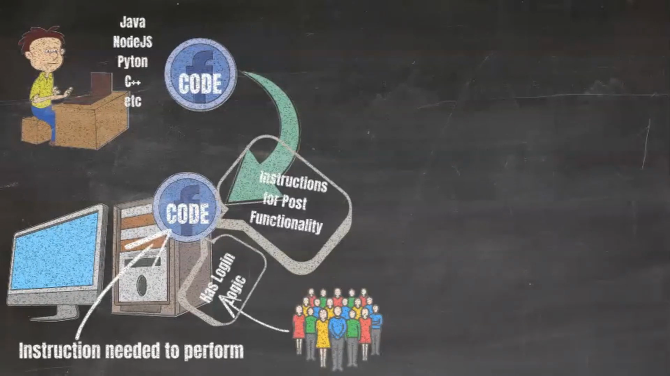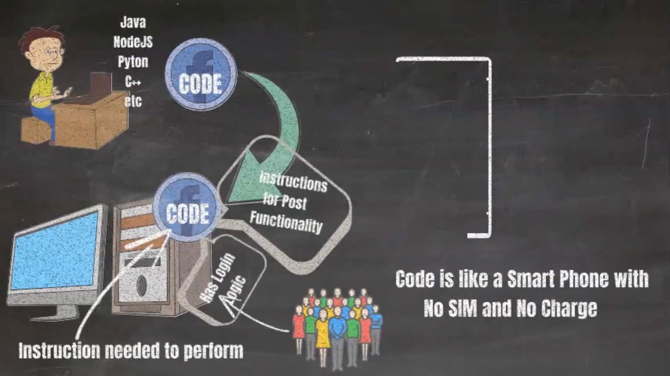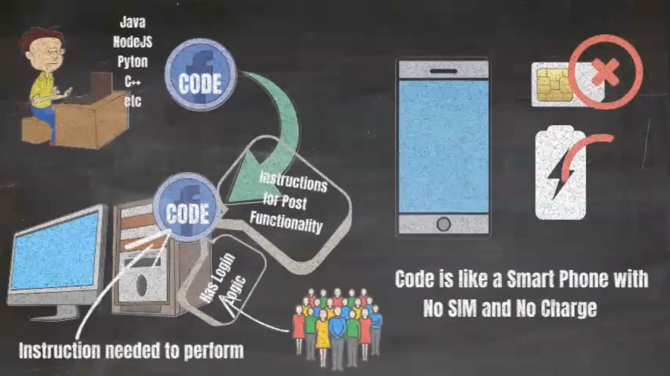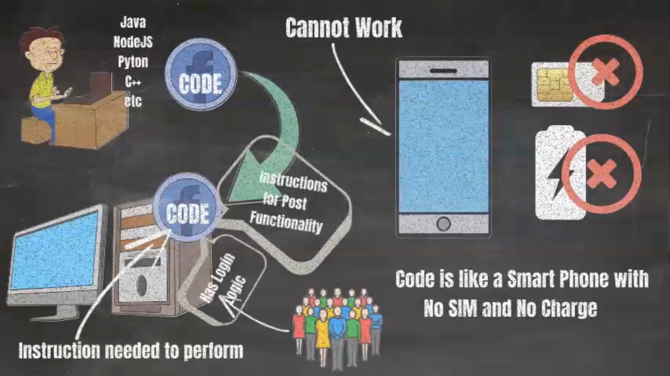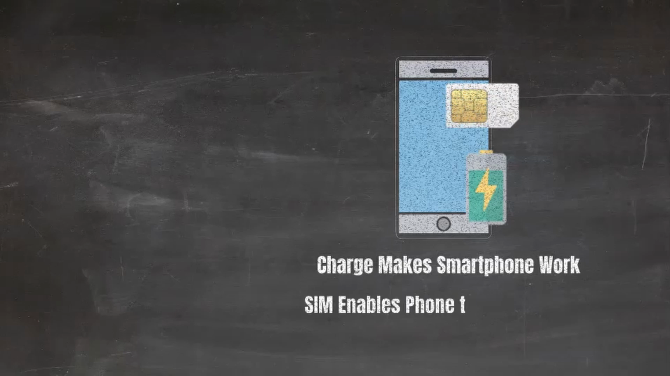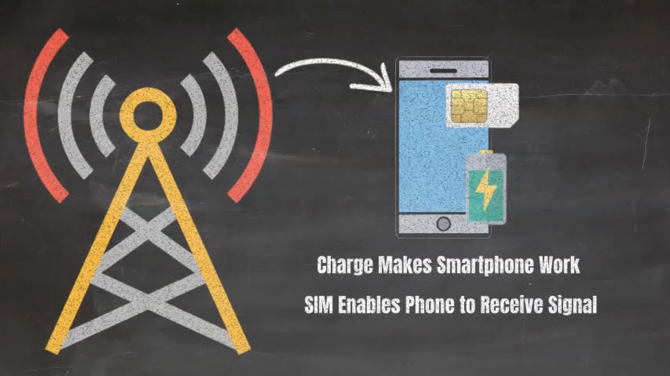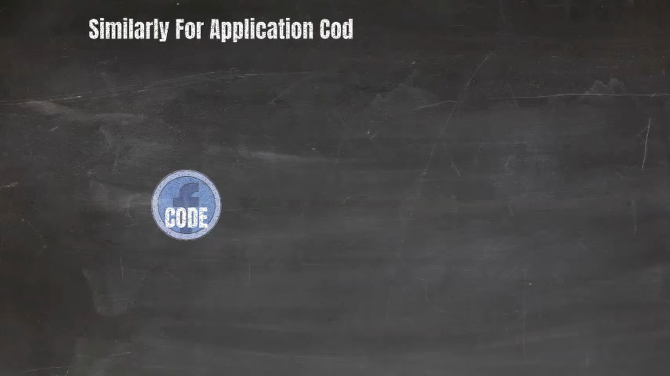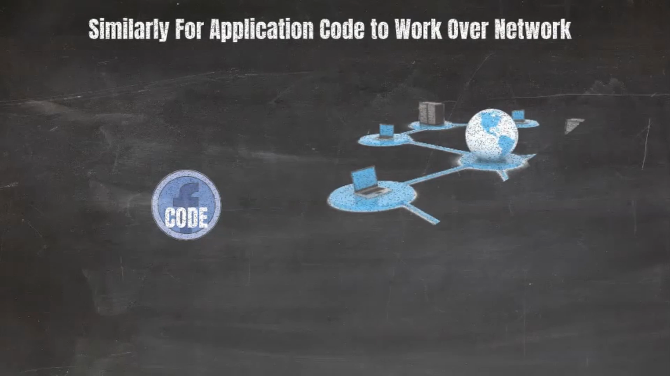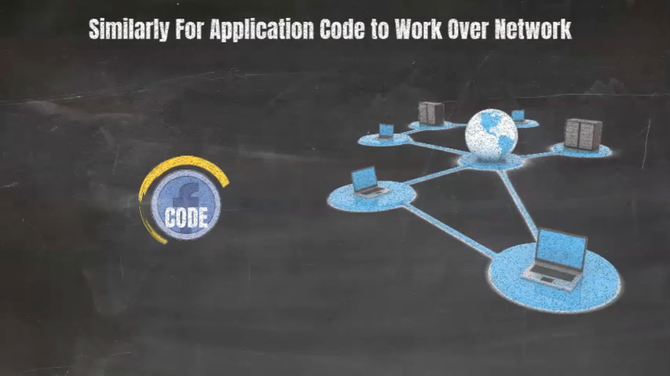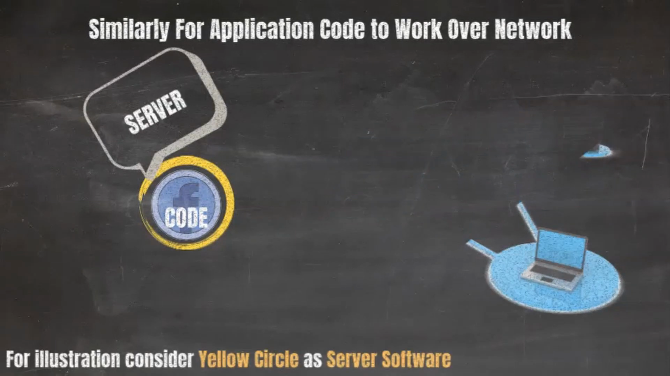We'll do a simple analogy. Let's compare code with a mobile phone. Assume there's a mobile phone which has no SIM and no charge, which means it cannot work. For a mobile phone to work, it requires charge, and it also requires a SIM card so that it can receive signals from the tower. Similarly, for application code to work over a network, it requires a software, and that software is called a server.